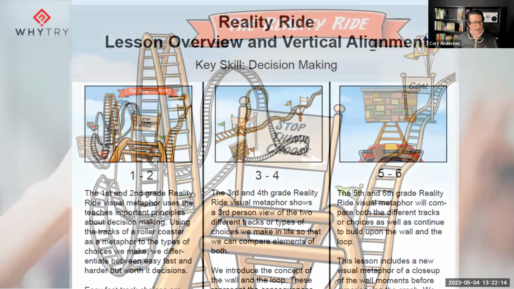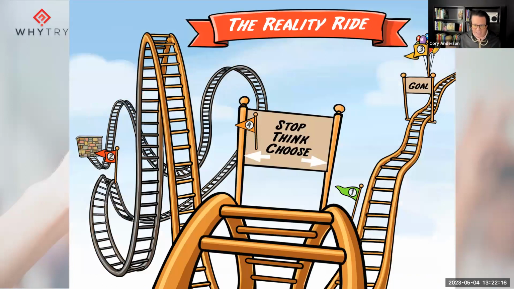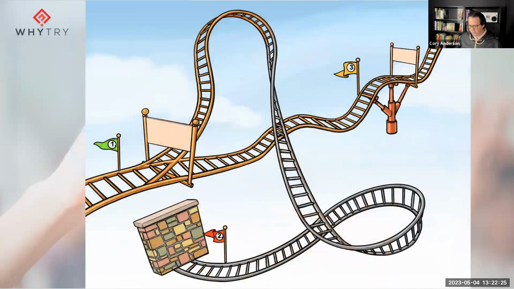In 1st and 2nd grade, we focus on the key skill of that idea of stop, think, and then make a choice, right? And then from there, we're going to build on that. In 3rd and 4th grade, students take a step back and they consider the longer term consequences of choices and take a third person view of the roller coaster, which is what the central metaphor essentially is.